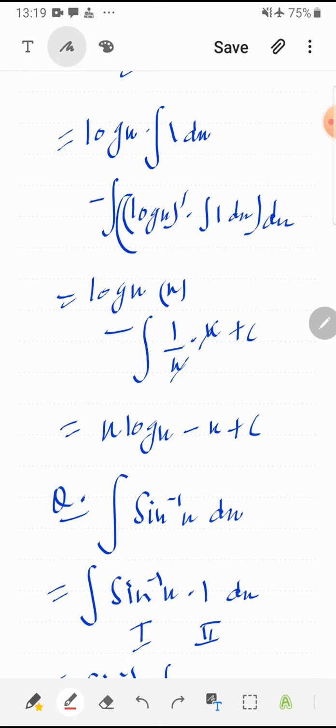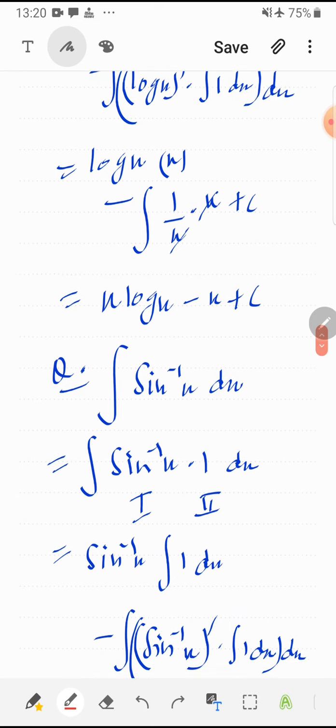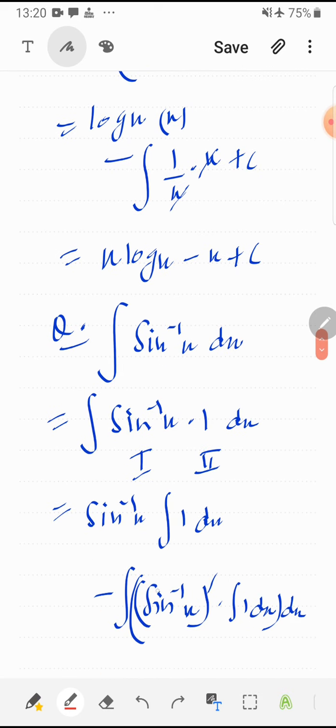Similarly, we can find the integral of sine inverse x, which is still unknown to us, with the same theory. We will write sine inverse x as sine inverse x into 1. Then we'll apply integration by parts. The integral of 1 is x.